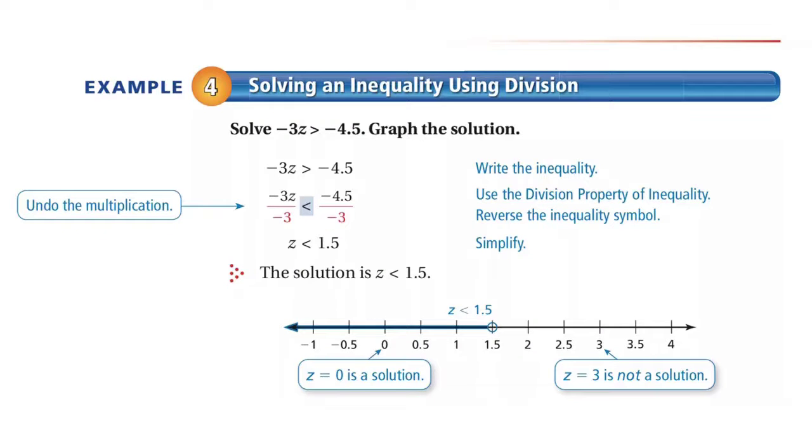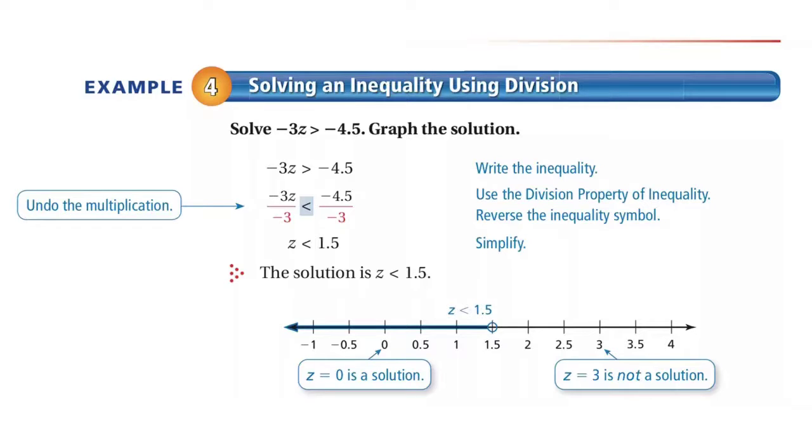For example 4, now we're solving using division. Same rule. If we divide both sides by a negative number, we also have to flip that symbol in the middle. So now we're solving negative 3z is greater than negative 4.5. We will divide both sides by -3.